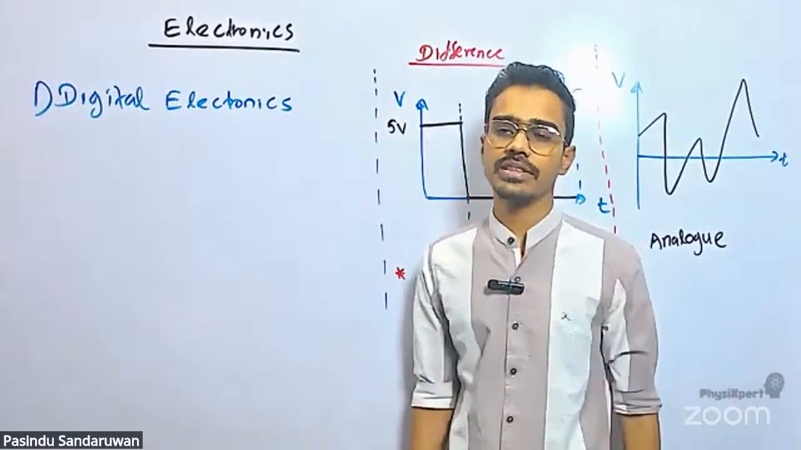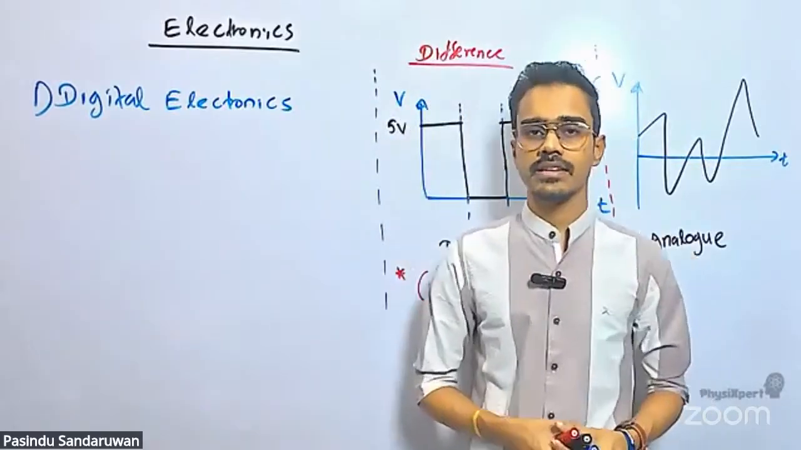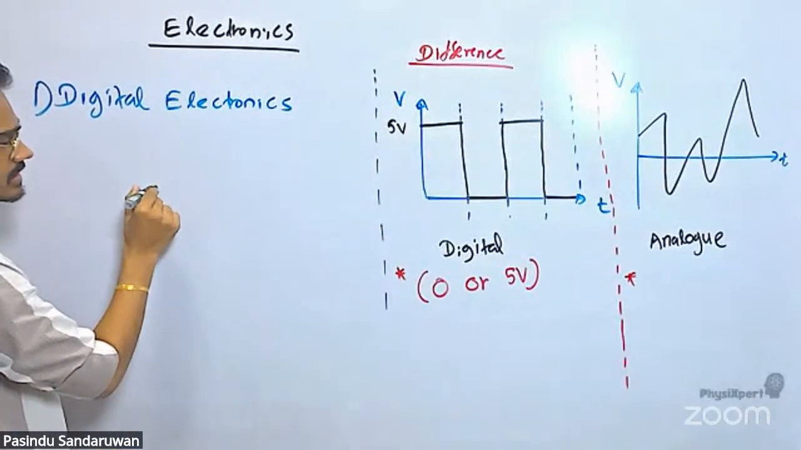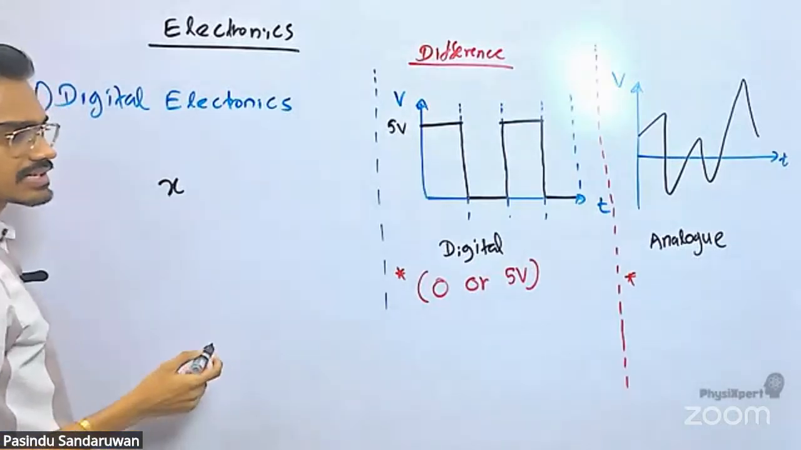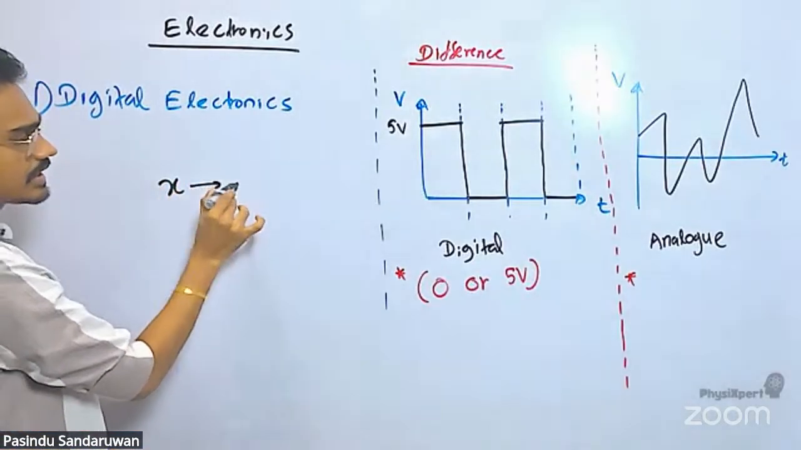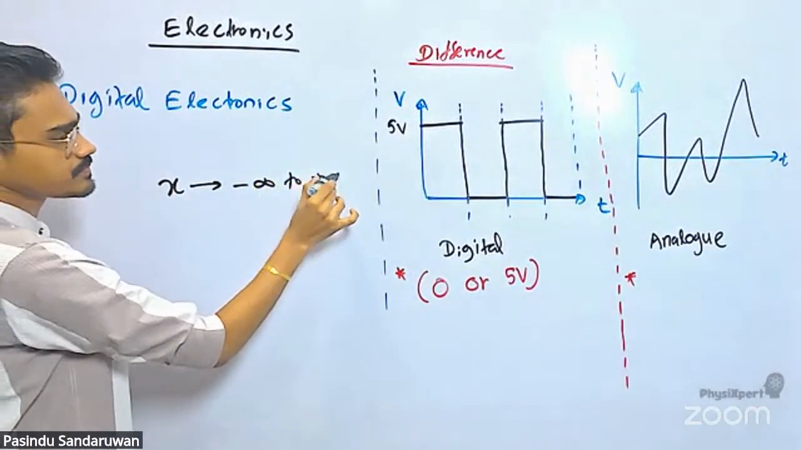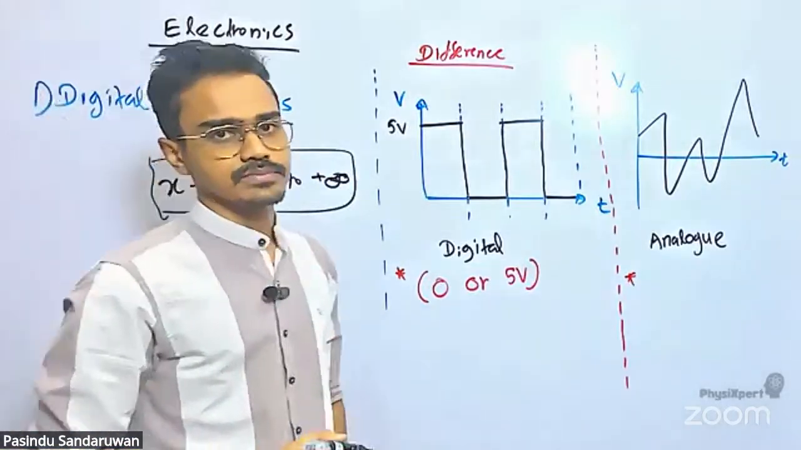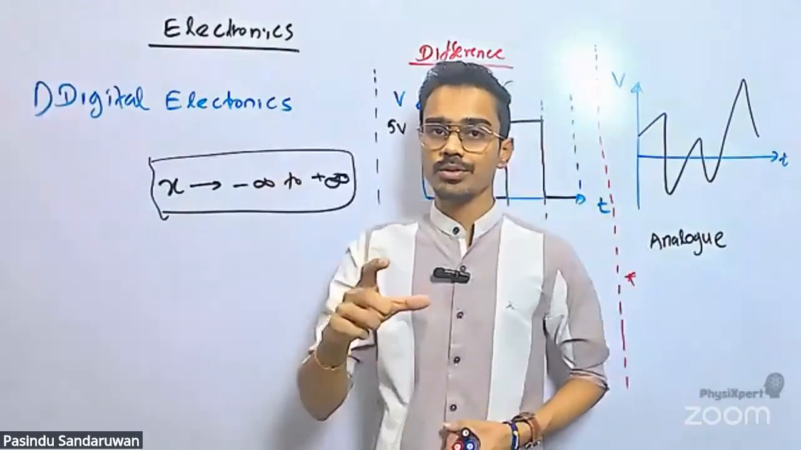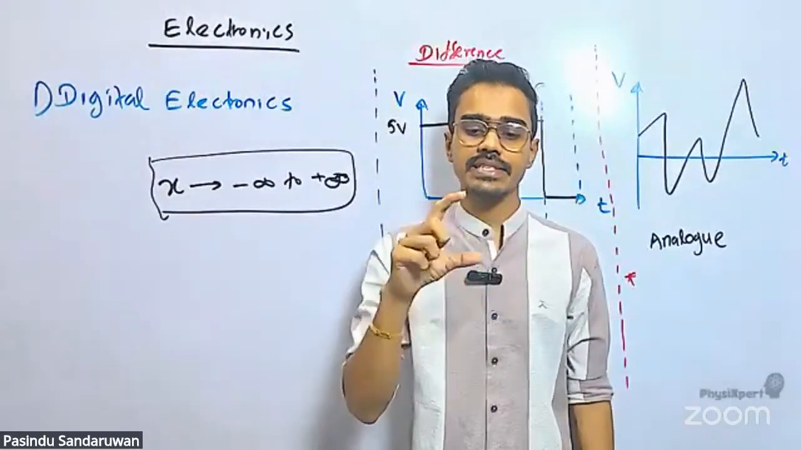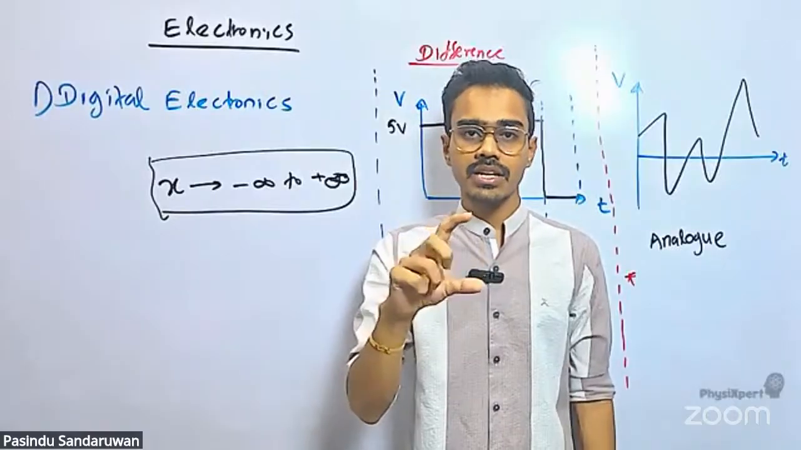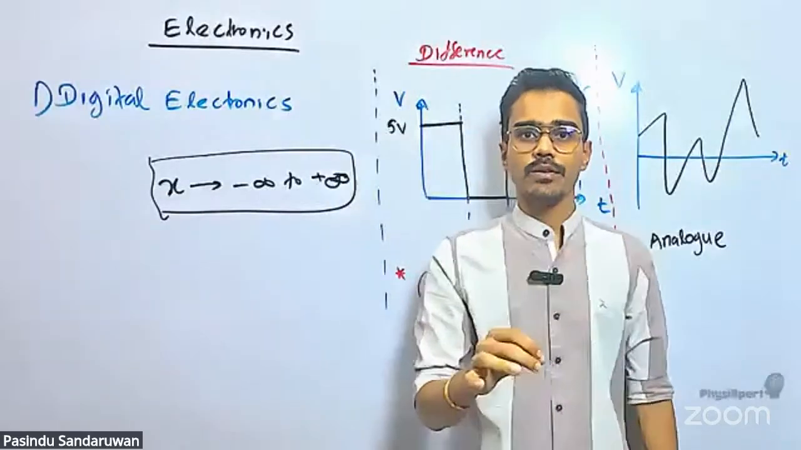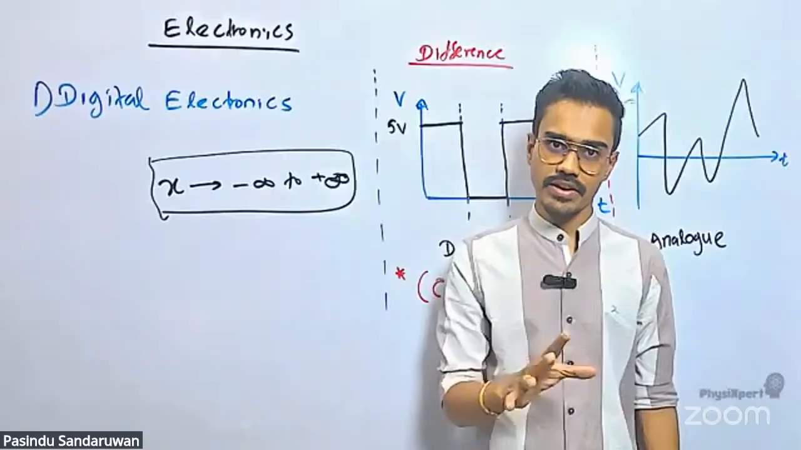Now, if I compare this with the variables you have in simple maths, say you have a variable x. If there are no other special constraints, the limit of this variable varies from minus infinity to plus infinity. That is how it is in simple maths. But when it comes to digital electronics, if we have a variable, we have only two values.